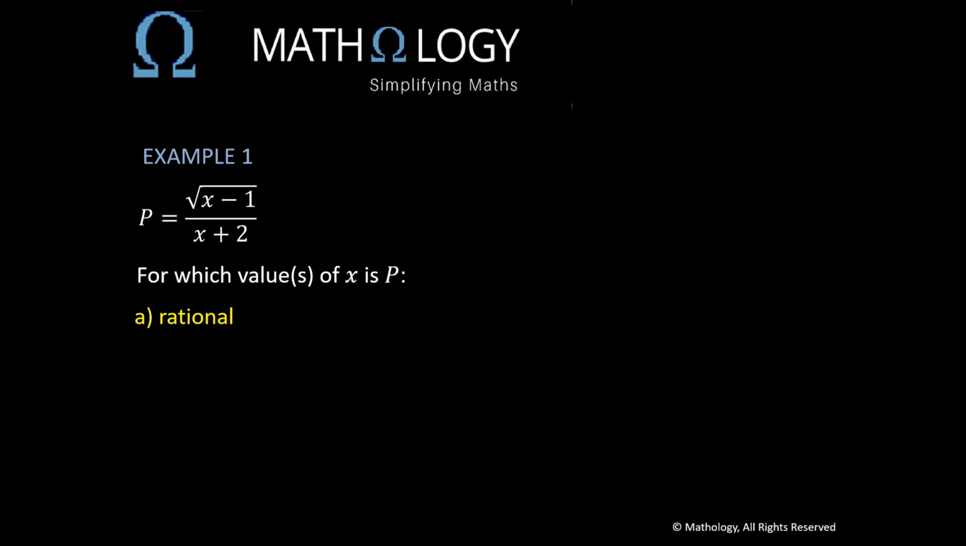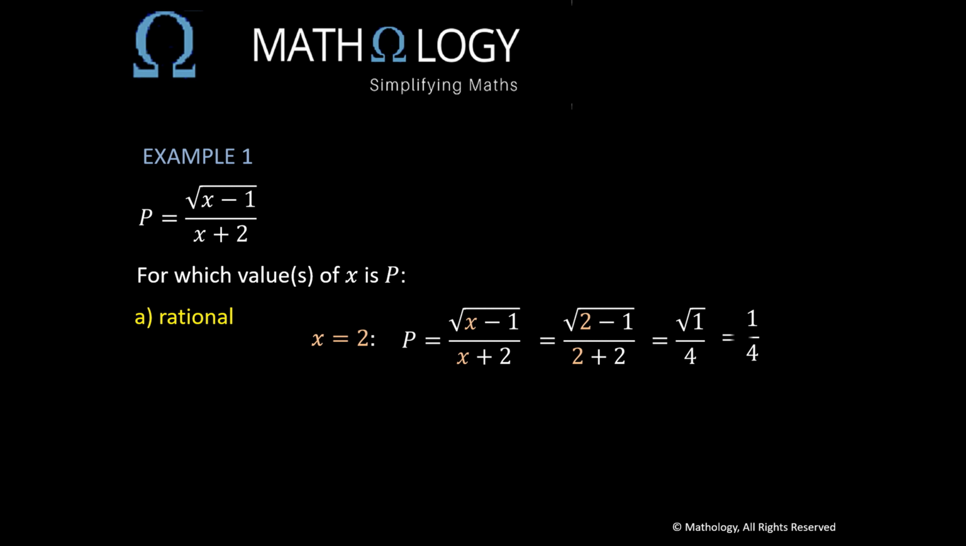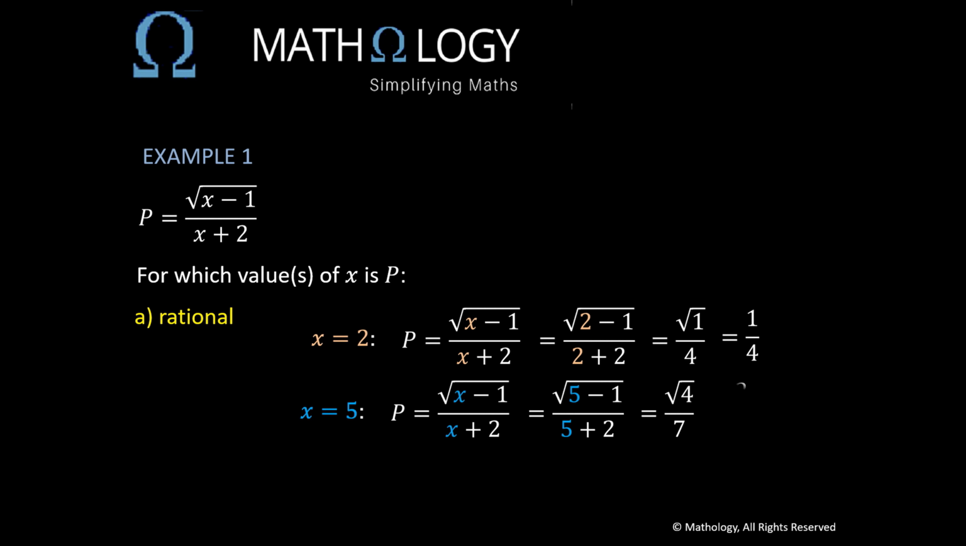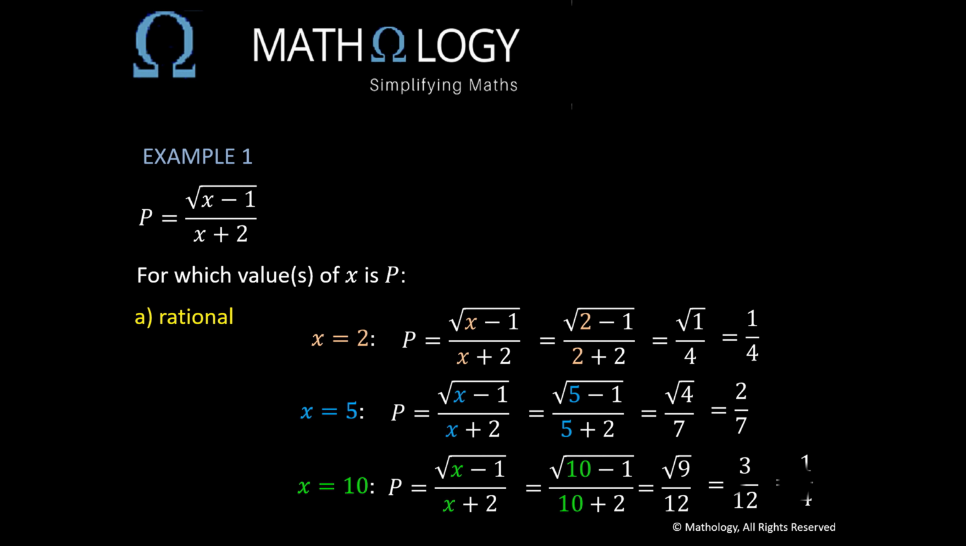To clarify this, substitute these three values of x into the expression for p. If x equals 2, then p equals the square root of 1 over 4, which equals a quarter, which is a fraction. If x equals 5, then p equals the square root of 4 over 7, which equals 2 over 7. And if x equals 10, then p equals the square root of 9 over 12, which equals a quarter. In each case, p is a fraction, which is the definition of a rational number.